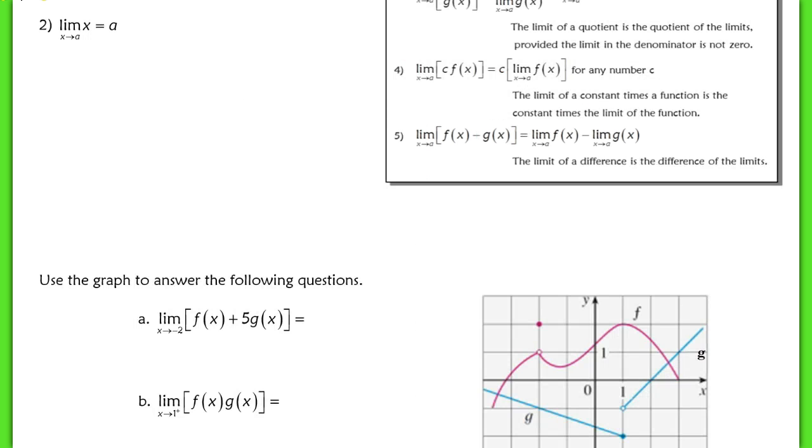Now, in our second theorem, we want to verify that the limit as x approaches a of a linear function x is equal to a. Let's make this proof a little bit easier by defining f of x to equal x.